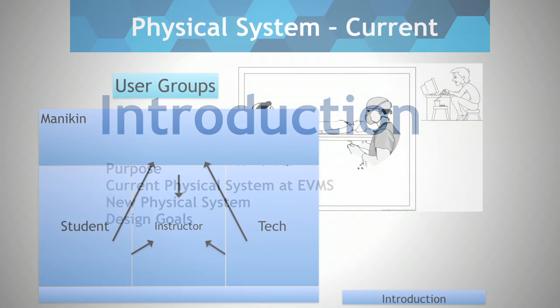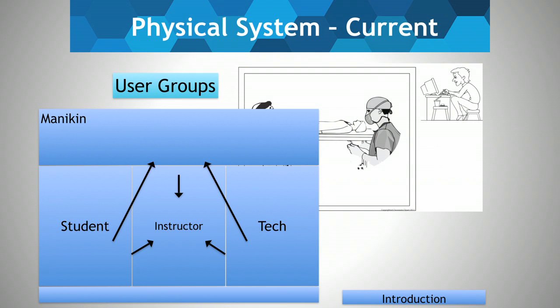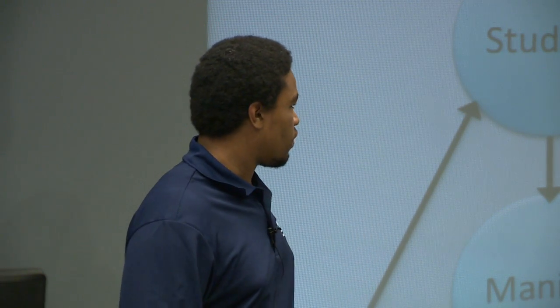The current system that they have at EVMS is a medical scenario with a mannequin, a student, an instructor, and a technician. As the student goes through the scenario, they perform a variety of operations on the mannequin, which the instructor will either take notice of or the student will announce, and from there the technician will make changes to the mannequin's physiology based on the actions of the student or the instructions of the instructor.